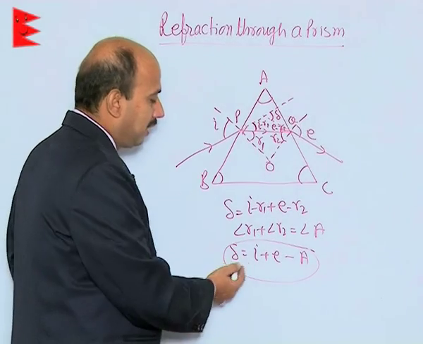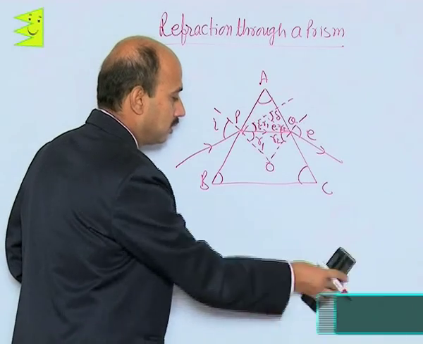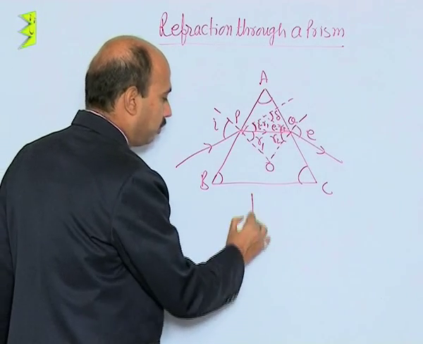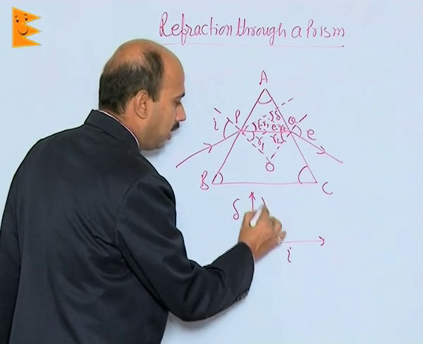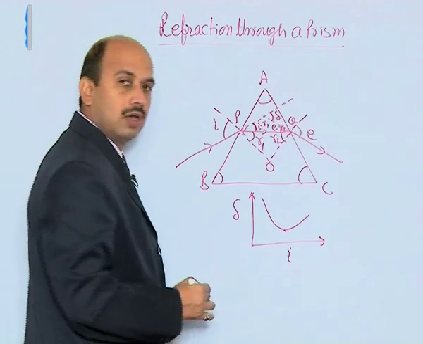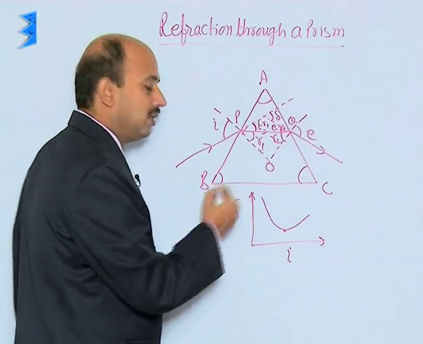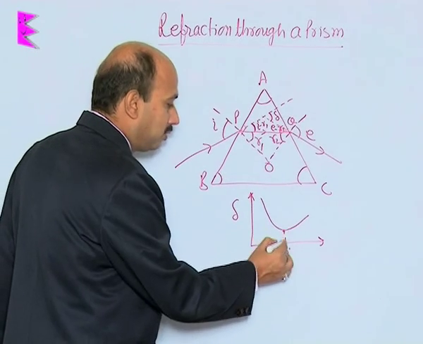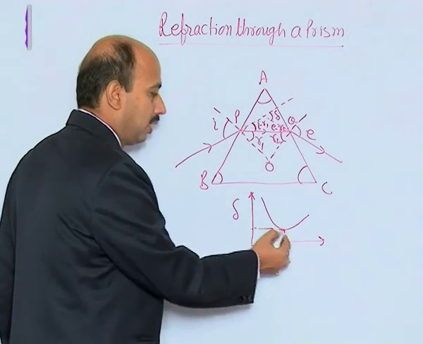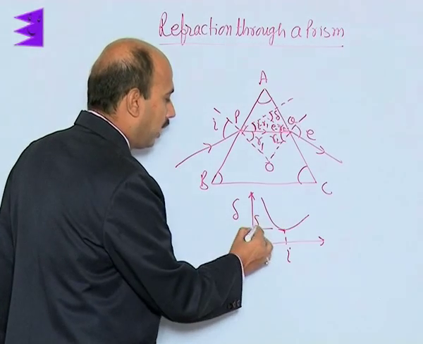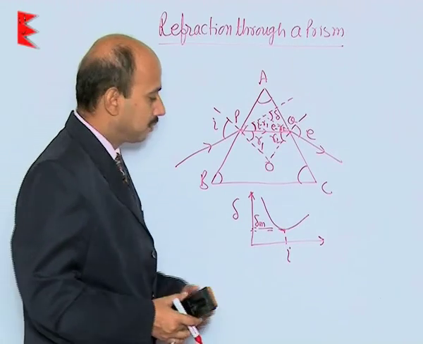Now see here, the angle of deviation depends on I. So we can draw the graph for that, and we get the graph in this manner. Here is delta and here is I. The graph is something like this. First when we increase angle I, the angle of deviation decreases and it achieves this minimum value, and after that if we increase I again, delta increases again. This is known as delta m, the minimum angle of deviation.